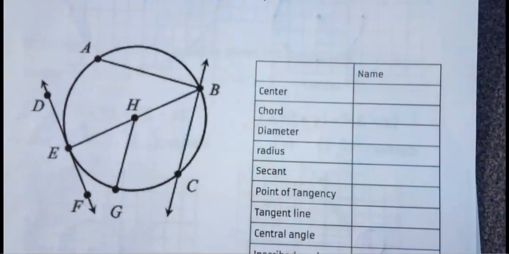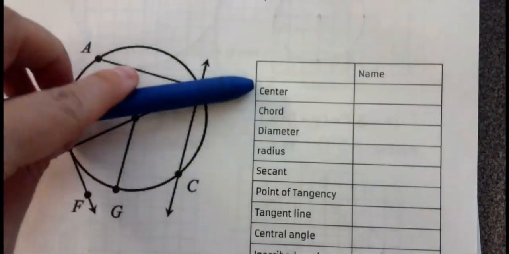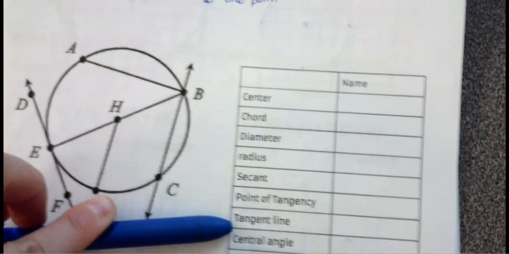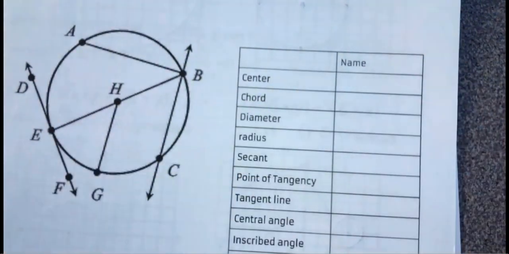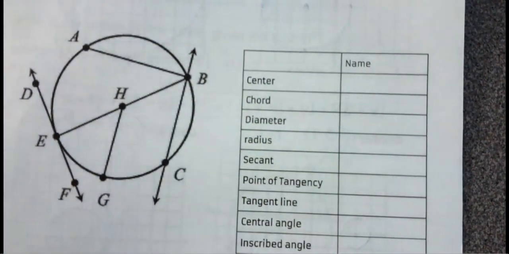But let's do this first part here. So I'm going to go through this, and I'm going to name a few of these, and then I'm going to have you write them down through tangent line. And then we'll kind of do central angle, inscribed angle, these last 4 together. But I'll do a couple of these, and then I'm going to pause and have you write the things down for the rest of them.